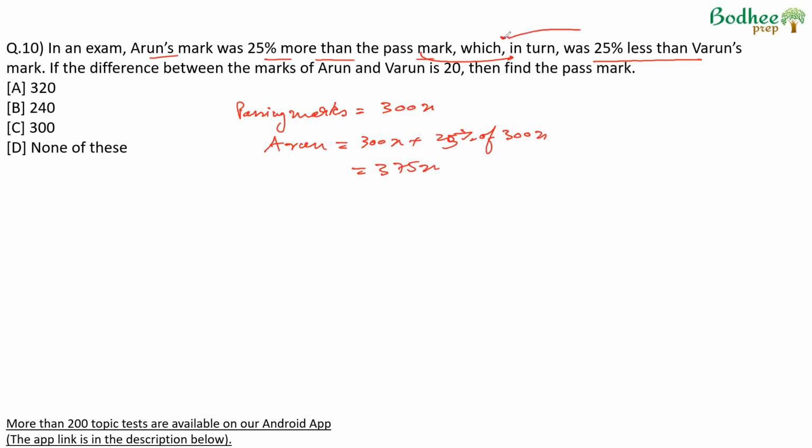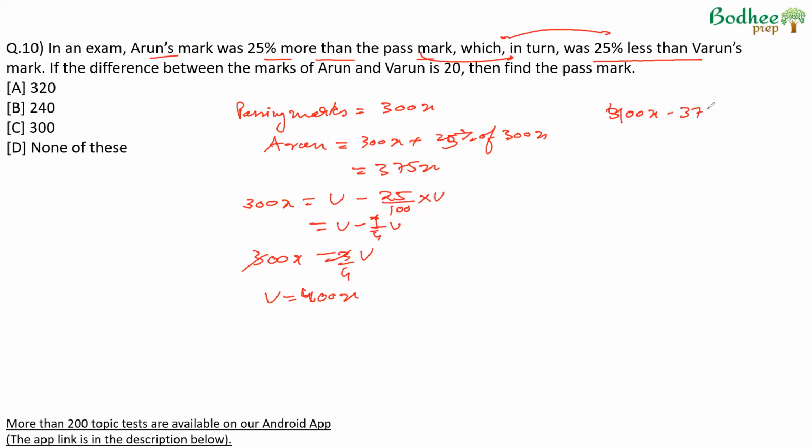Pass marks, which in turn are 25% less than Varun's marks. So pass marks 300x is equal to Varun minus 25% of Varun. This will be nothing but V minus 1 by 4V, which is 3 by 4V. Therefore, 300x is equal to 3 by 4V. 3 cancel, V is equal to 400x. So Varun's marks are 400x. Arun's are 375x. The difference between the marks is 20. So 400x minus 375x is equal to 20, which means 25x is equal to 20.